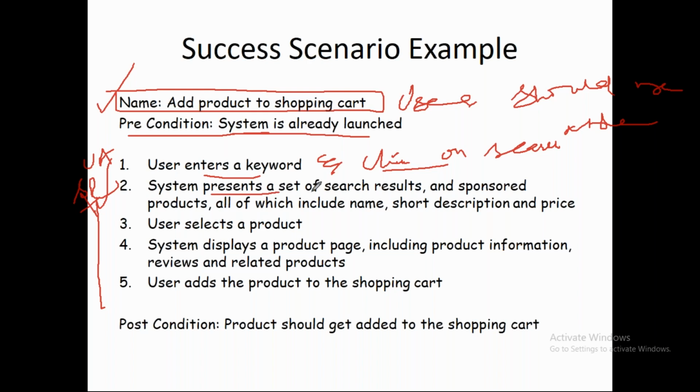The system should present a set of search results and sponsored products, all of which include the name, short description, and the price. Then the user selects a product or double clicks on a product. That is again the user's action. What should be the system response?